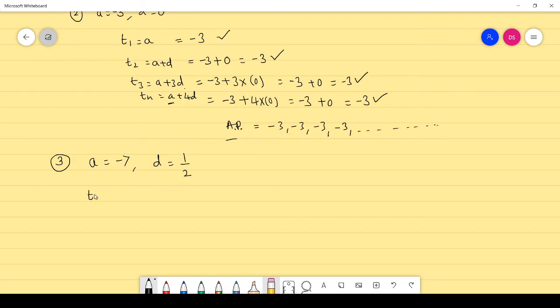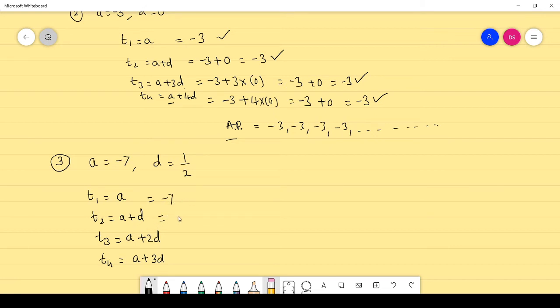Now again the same formula. The first term can be denoted by the letter a, the second term by a plus d, the third term by a plus twice d, and the fourth term by a plus thrice d, right? Now put the values of a and d over there. A is equal to what? Minus 7. I'm keeping it, so I got the first term.